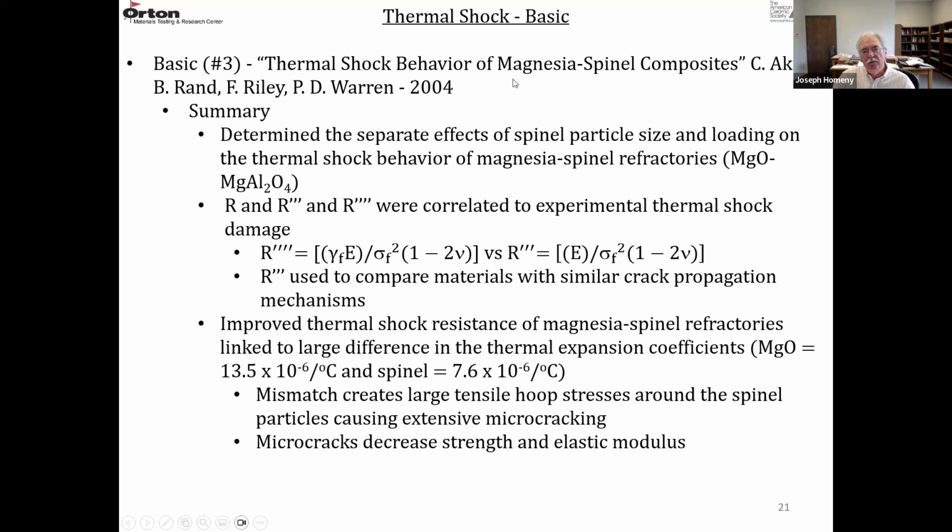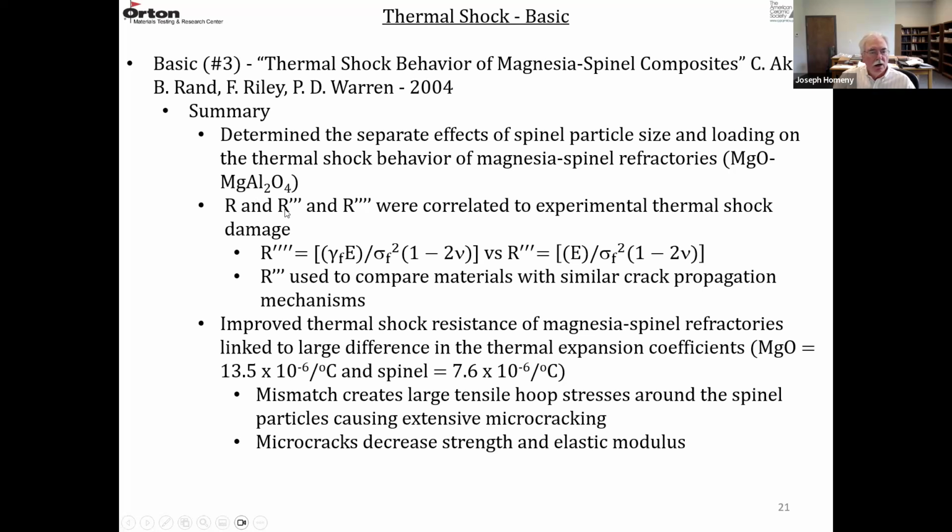So this is thermal shock behavior of magnesium spinel composites. It's called a composite because there's a magnesia phase and a spinel phase. And this is a 2004 publication. So they determined the separate effects of spinel particle size and spinel loading on the thermal shock behavior of a magnesia spinel refractory. So MgO is magnesia and the spinel is MgAl2O4. So that's the spinel structure. MgO is cubic, spinel is the spinel structure.